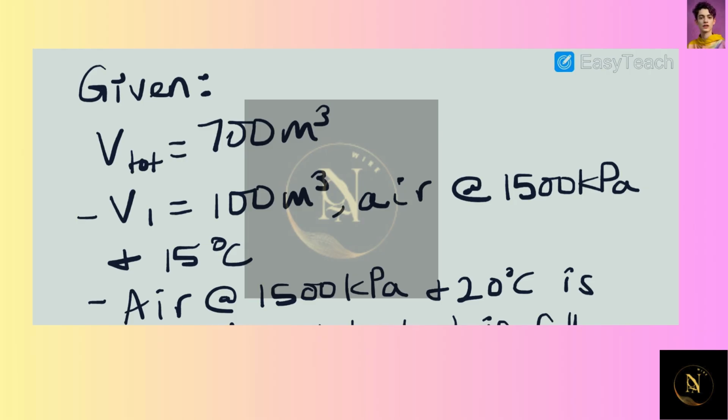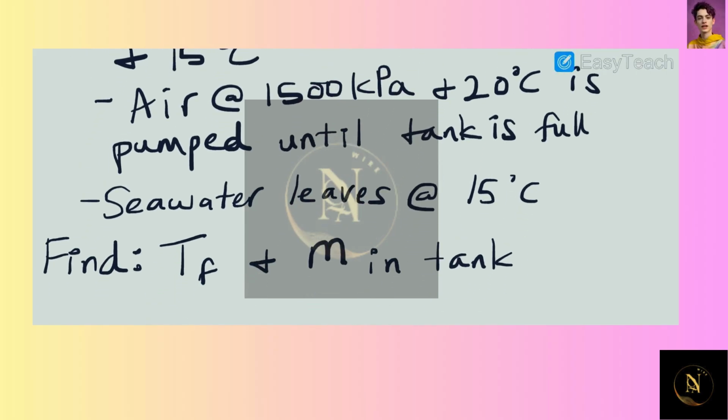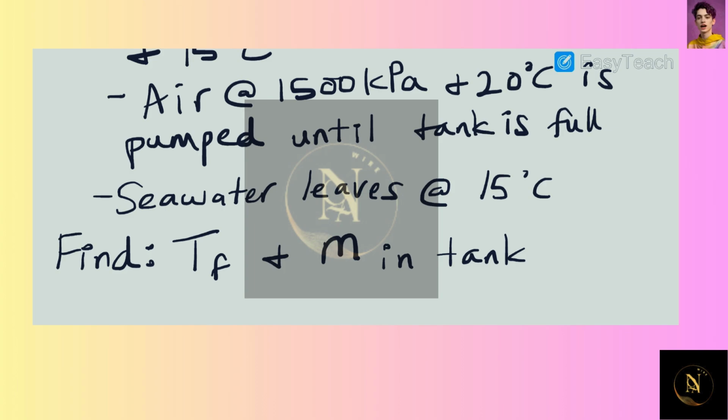Hi everyone, so what we have is a submarine that has a total ballast tank volume equal to 700 cubic meters. It is initially only filled to 100 cubic meters with air at 1500 kPa and 15 degrees C. Additional air at 1500 kPa and 20 degrees C is pumped into the tank until it is full, and during this process we also have seawater that is leaving the tank at 15 degrees Celsius. What we're asked to find is the final temperature and the mass of air in the tank.